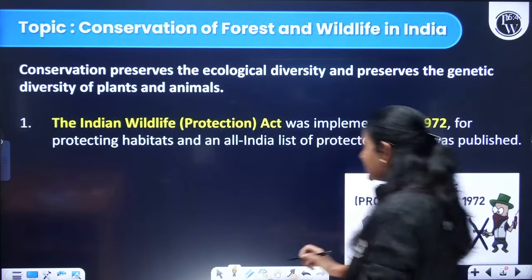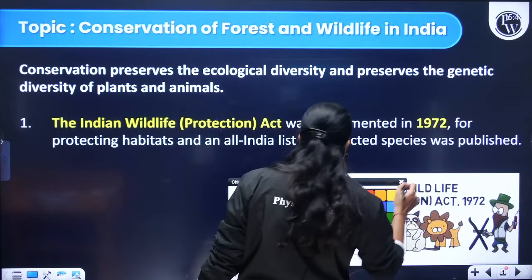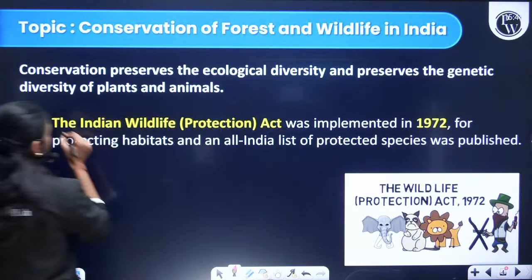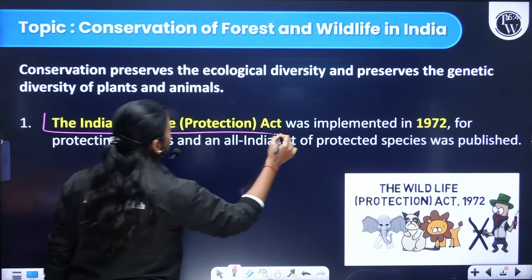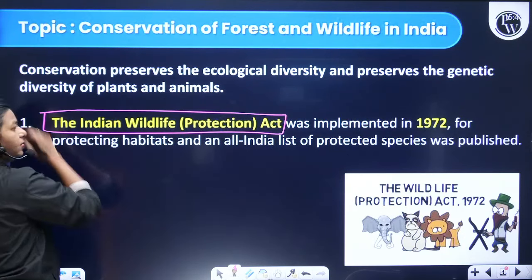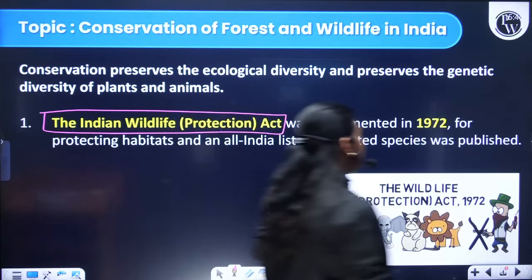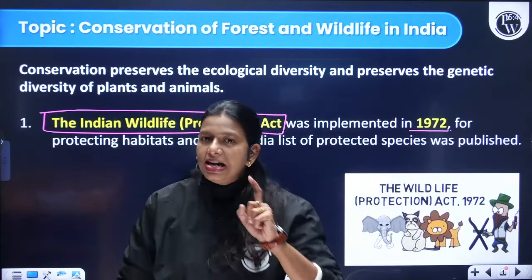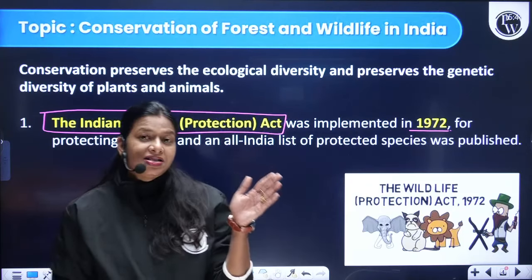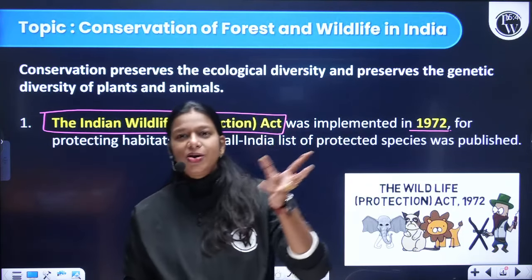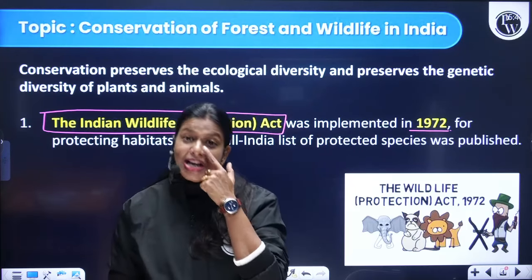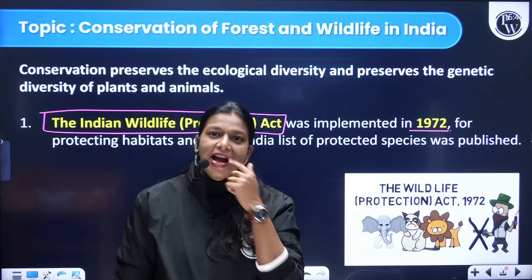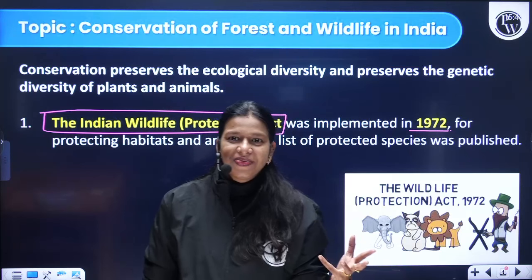So the first and very important point here is the creation of the Indian Wildlife Protection Act, which was implemented in 1972. Now, this may seem like a little late, right? We got independence in 1947, but we thought about the forest in 1972. Yes, because earlier we had other issues to look at.